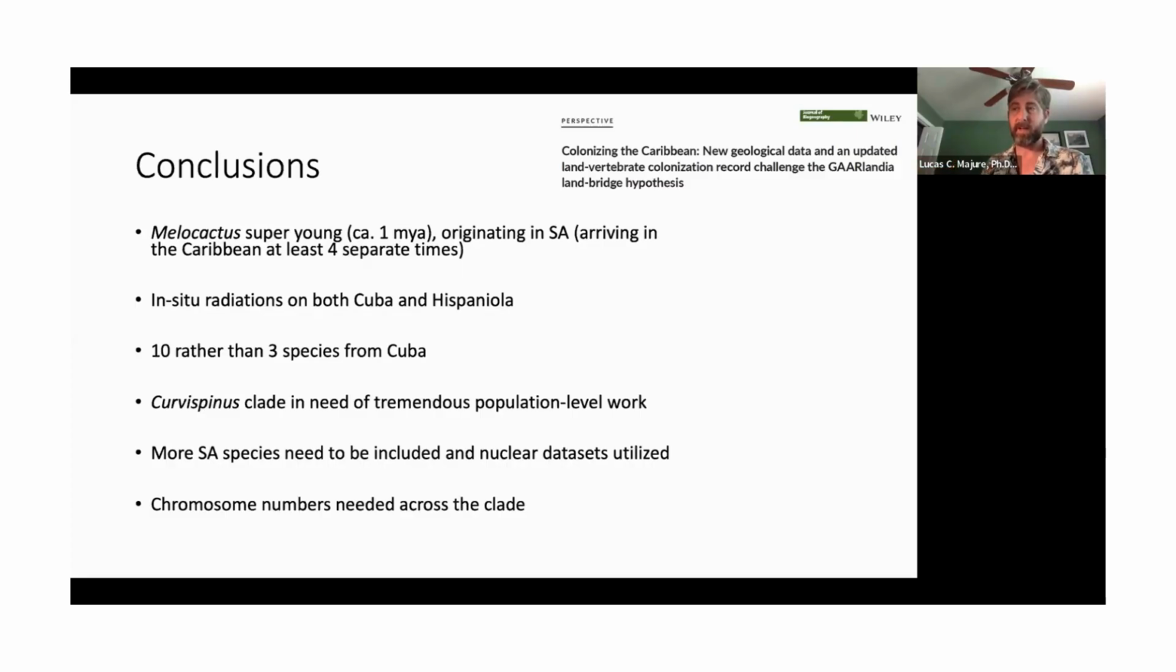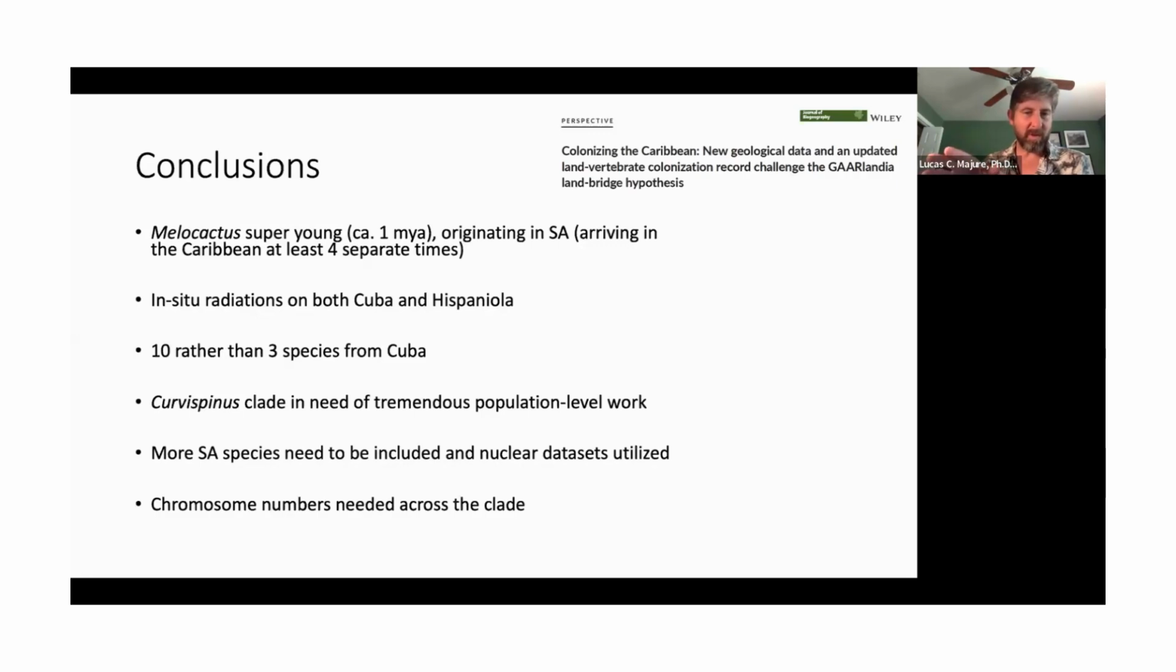It's going to be a tremendous project that someone needs to work on. And it has a really massive distribution too. So it's southern Mexico through Central America and northern Caribbean all the way up into the Greater Antilles, right? So it's going to take some really interesting broad scale work to figure that out. There are many more South American species that need to be included in phylogenetic analysis like this, and then nuclear data sets also need to be utilized, and that's something we're working on.